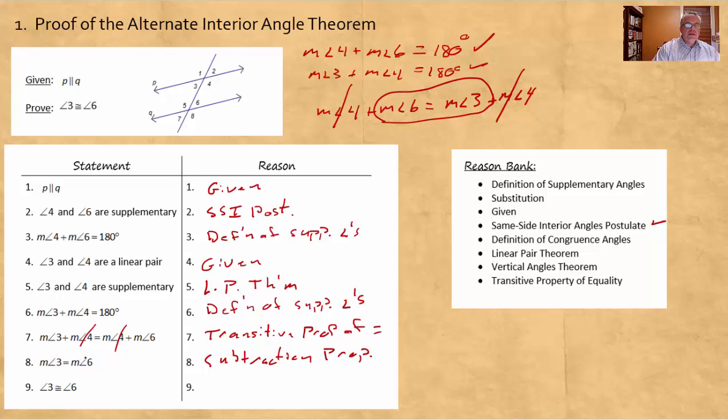So if the measure of 3 is equal to the measure of 6, that means the angles are congruent. That's what it means to be congruent. So that would be definition of congruent angles. Wow, how's that for abbreviation? All right, a little tricky, but we'll get the hang of this. These proofs involving parallel lines are kind of similar, so after a while you get the feel for it.